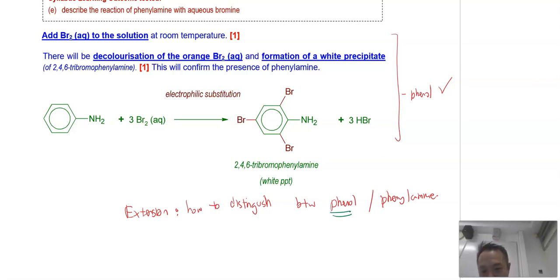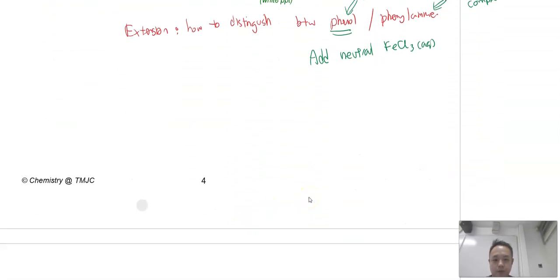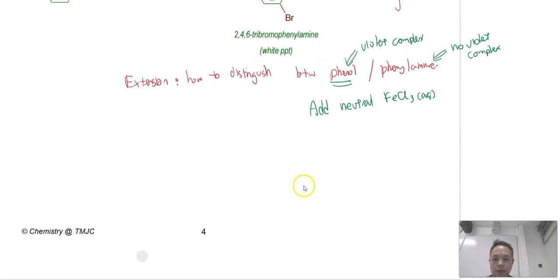We can make use of a very characteristic test for phenol, which is to add neutral iron(III) chloride. You have a violet complex for phenol, and then phenylamine will have no violet complex. Okay, so although both of them will give you the same reaction with aqueous bromine, we still can find a way to distinguish phenol from phenylamine. Okay, with that we are done with question 2.